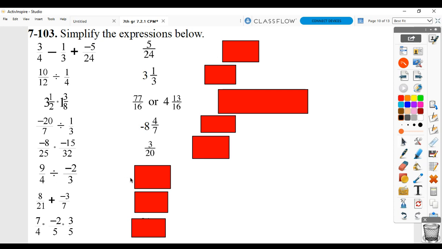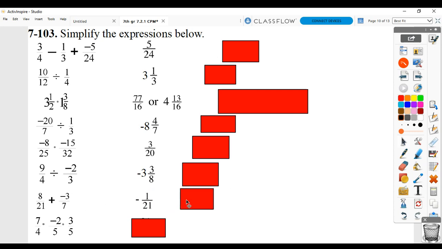Here I should see you keep, change, flip, negative 3 3/8. Here, common denominator of 21. You get negative 1 over 21. This is a little bit in the way. Here I would need to, since I'm multiplying, multiply across, but also simplify, and you get negative 21 over 50.